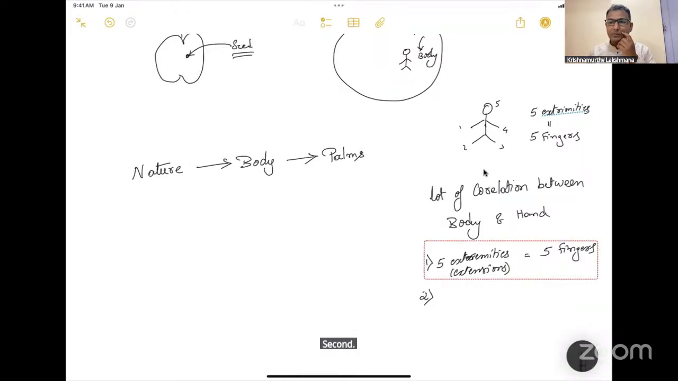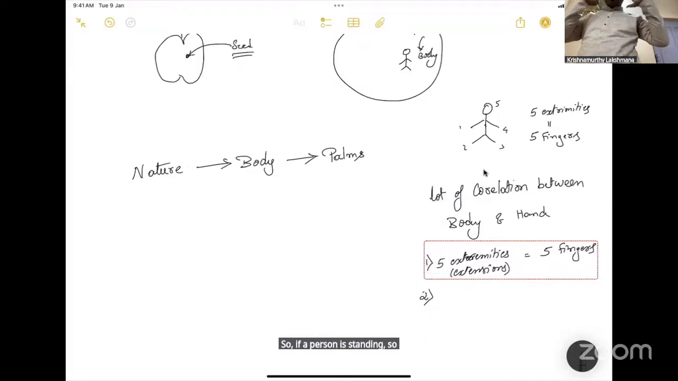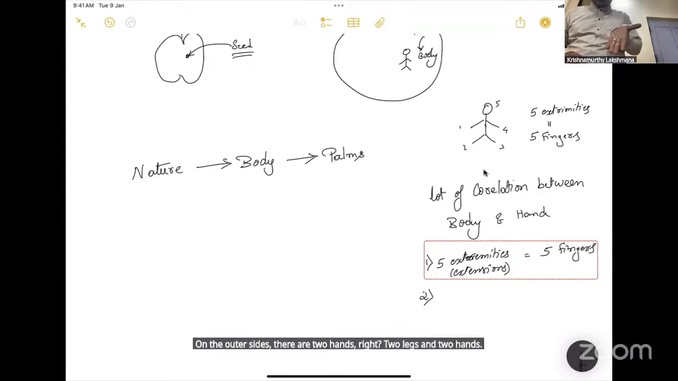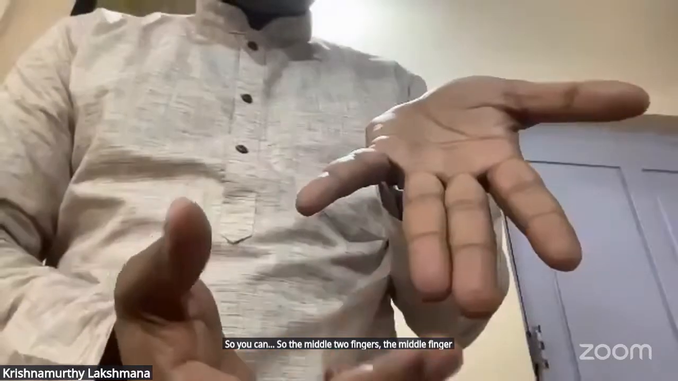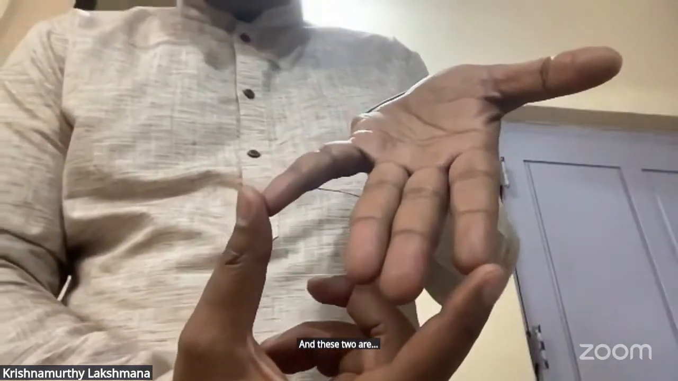Second, how do I see it? Say now, okay, I'll show it like this. If a person is standing, 1 head, 2 hands and 2 legs. The legs are there and on the outer sides of the legs, there are 2 hands. Here also we have the same. If I keep the hand in this downward position, the middle two fingers, the middle finger and the ring finger, consider these to be the legs. And next to the legs, the arms are there, on the side. So these two are legs and these two are the arms.